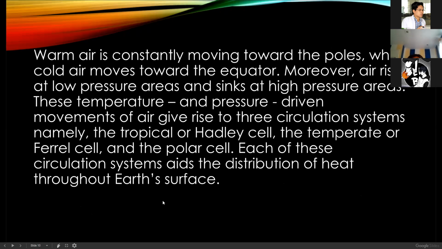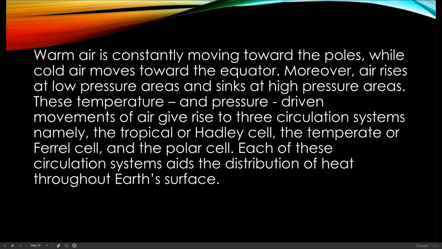Warm air is constantly moving toward the poles, while cold air moves towards the equator. Moreover, air rises at low pressure areas and sinks at high pressure areas. This temperature and pressure driven movement of air gives rise to three circulation systems, namely the tropical or Hadley cell, the temperate or Ferrel cell, and the polar cell. Each of these circulation systems aids the distribution of heat all throughout the Earth's surface.